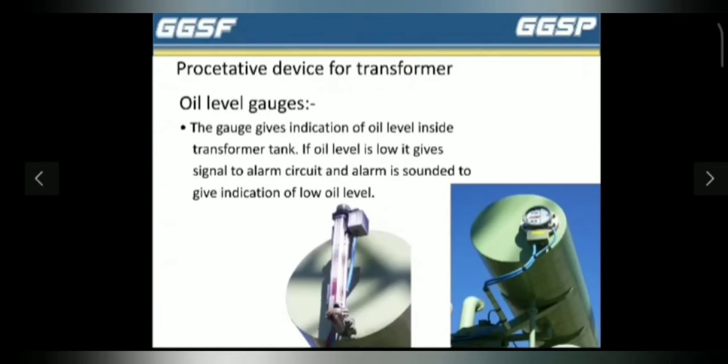Protective devices for transformer. Oil level gauge. The gauge gives indication of oil inside the transformer tank. If oil level is low, it gives signal to the alarm circuit and alarm is sounded to give indication of low oil level.